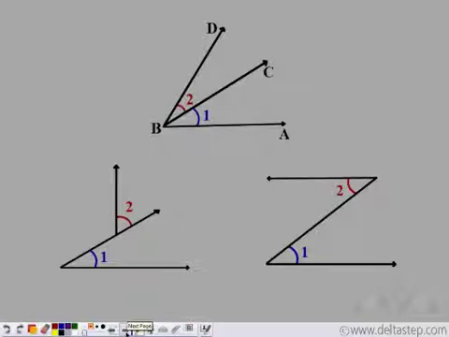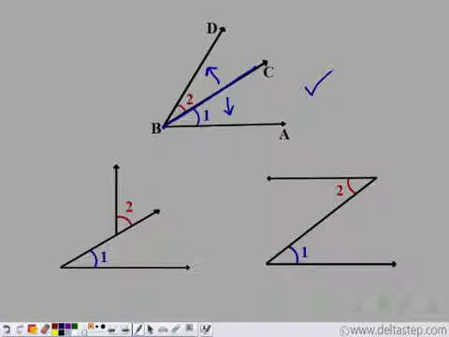So we have these angles here. Let us see which of them are adjacent angles. Angle 1 and angle 2 have a common vertex. They have a common arm. And the non-common arms are on either sides of the common arm. So yes, angle 1 and angle 2 are adjacent angles.